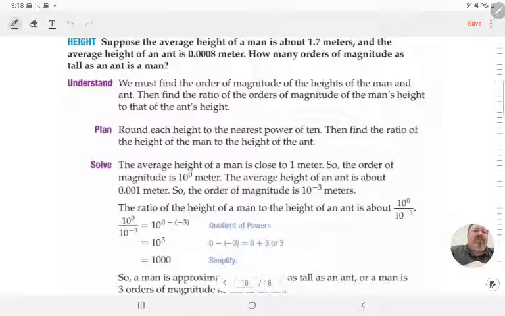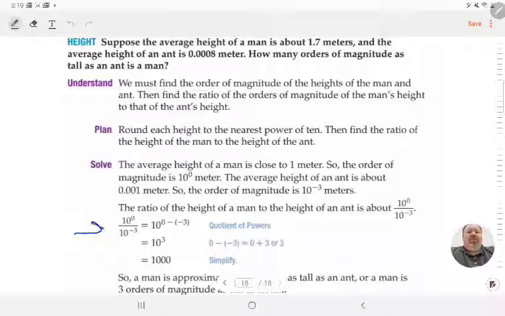For example, it says, suppose the average height of a man is about 1.7 meters and the average height of an ant is 0.0008 meter. How many orders of magnitude as tall as an ant is a man? Well, we know that a man is 1.7 meters. So the power of 10 is closer to 1 than it is to 10. So we would say 10 to the 0 power, because that's 1. And then for an ant, we can round that up to 0.001, which would be 10 to the negative third power, okay?